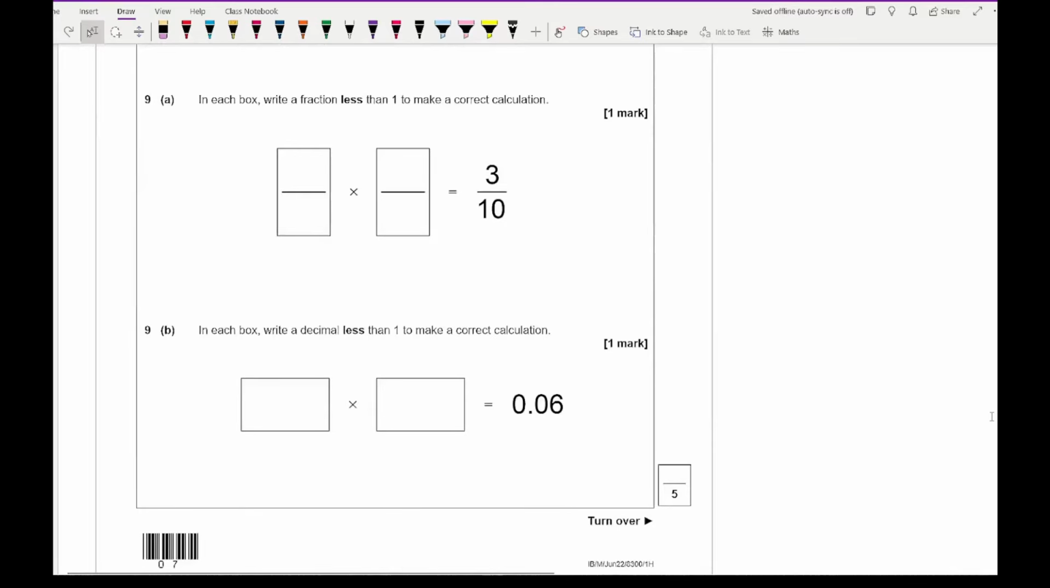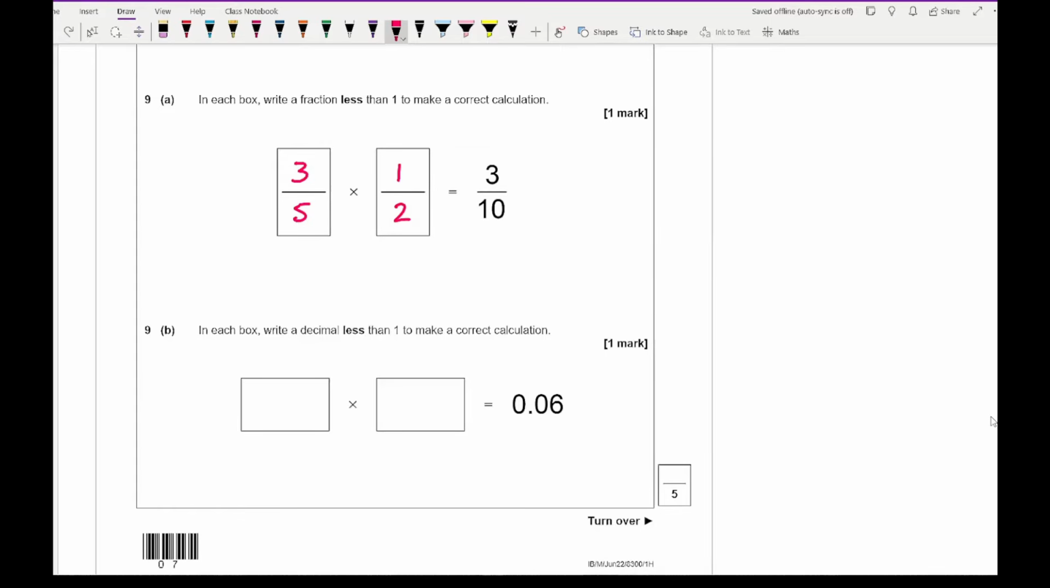Then moving on to question 9, it says in each box write a fraction less than 1 to make the correct calculation. So here I need two numbers that multiply together to give me 3, so I'm going to go for 3 and 1. And two numbers multiplied together give me 10, but we've got to remember that the fractions both got to be less than 1, so that's going to be absolutely fine. So we're looking for two proper fractions. Again, there are multiple other options you can have as well.